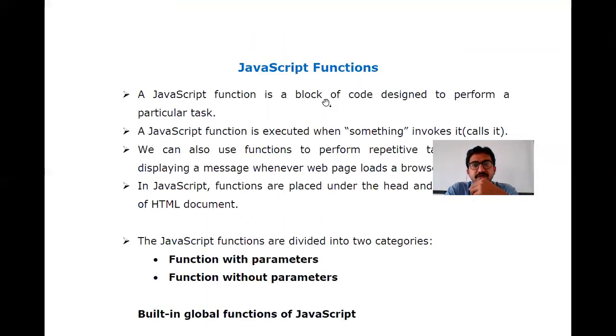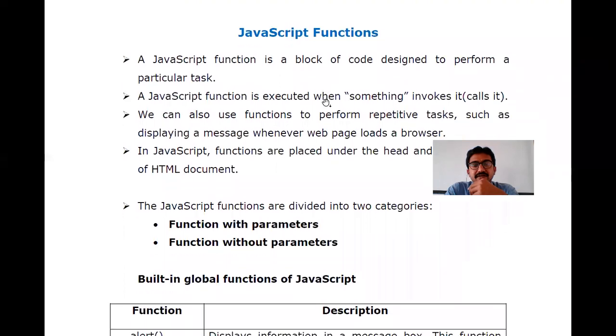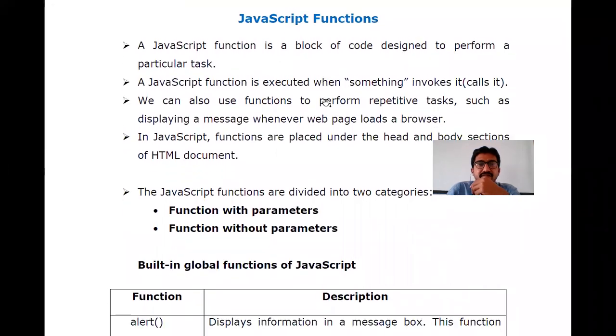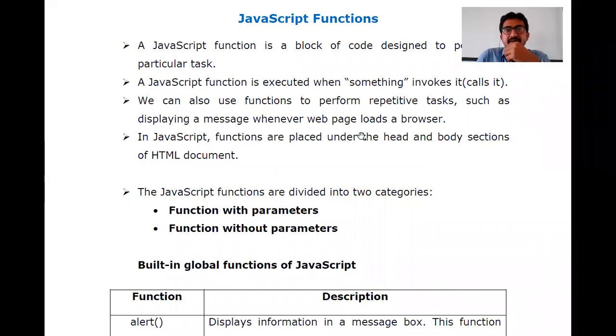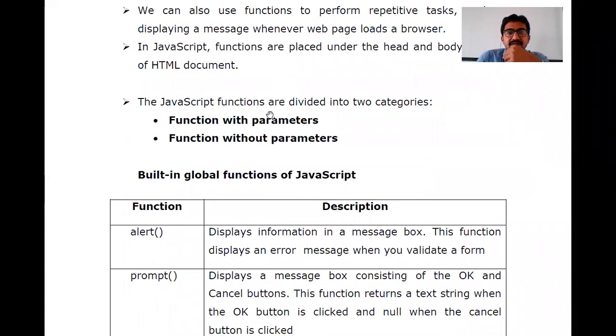So coming to the first topic, JavaScript functions, as I said, it will be a block of code designed to perform a particular task. A JavaScript function is executed when something invokes it, means calls it, and it performs repetitive tasks such as displaying a message or whatever task you are writing inside the code. Inside the code, whatever you are writing, that will be called and displayed. And JavaScript functions are divided into two categories: functions with parameters and without parameters.